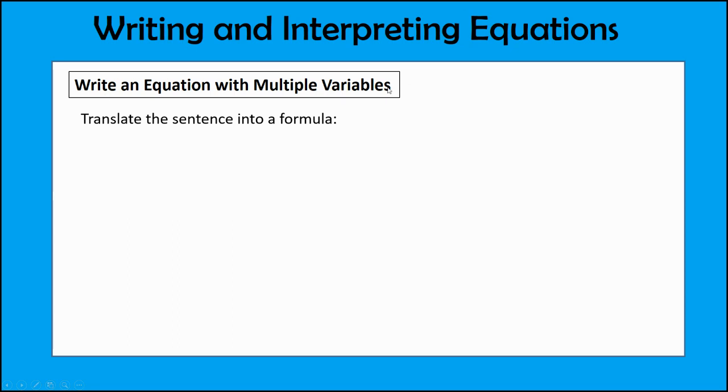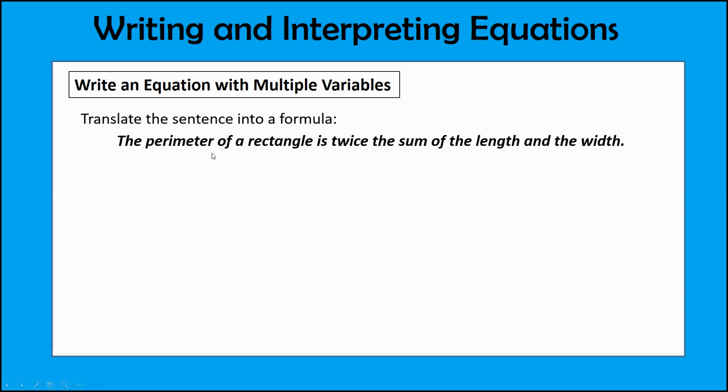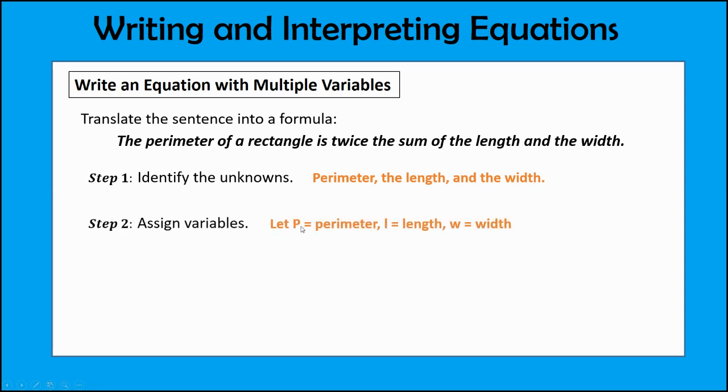Okay, write an equation with multiple variables. We're going to translate the sentence into a formula. It says the perimeter of a rectangle is twice the sum of the length and the width. How many unknowns are in this statement? There's 3. We don't know the perimeter, the length, or the width. So we need to represent all 3 of these differently. If we assign variables, it's pretty straightforward: let P be perimeter, L be length, W be width.